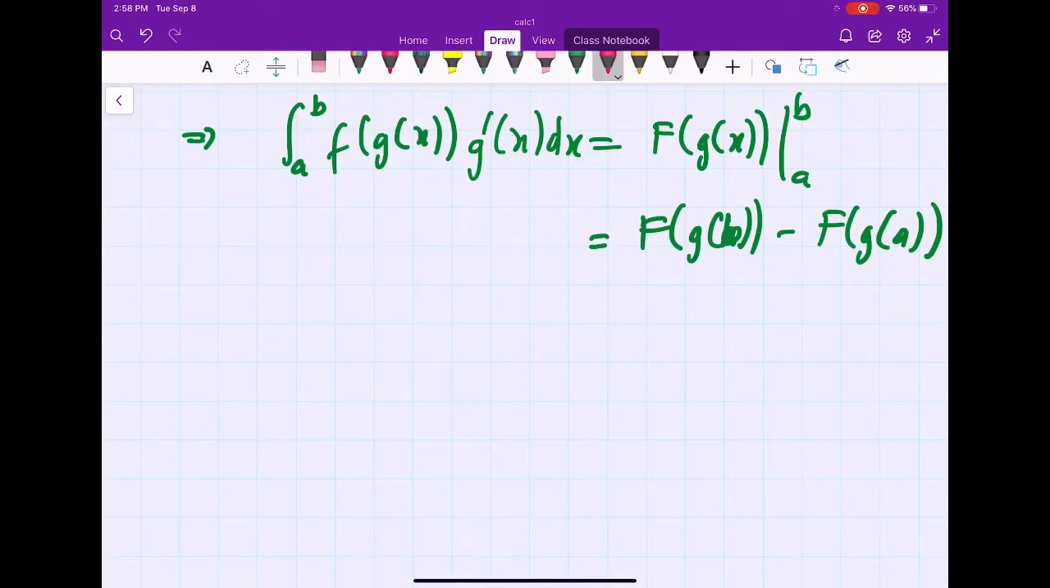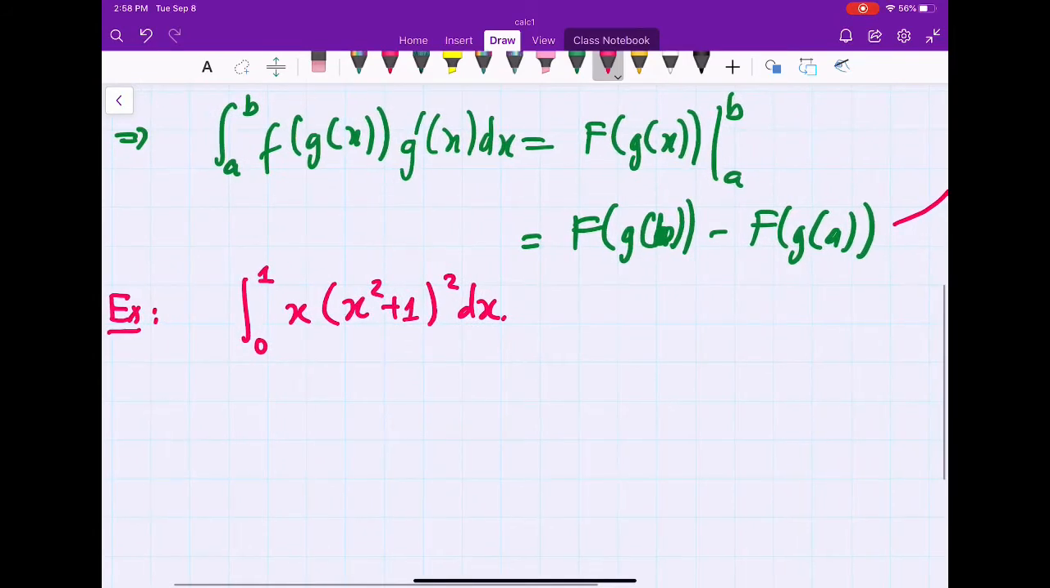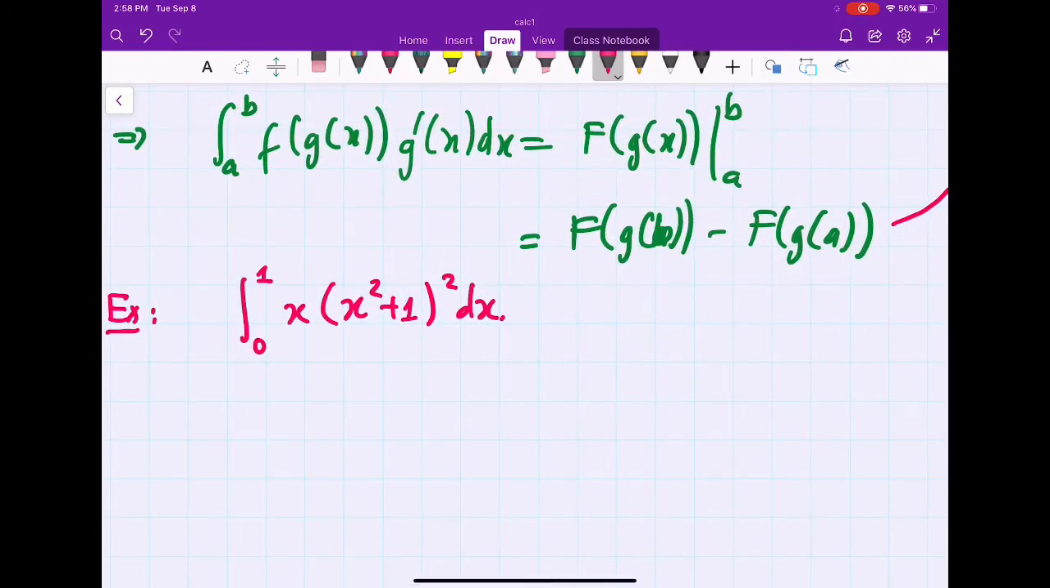Okay, you will see that right now. Let's consider the following example. We have the integral from 0 to 1 of (x squared plus 1) squared dx. The first approach is you just need to find the antiderivative of the integrand function, and then at the end you plug 0 and 1 into that antiderivative. And the second approach is we change the integration limit.